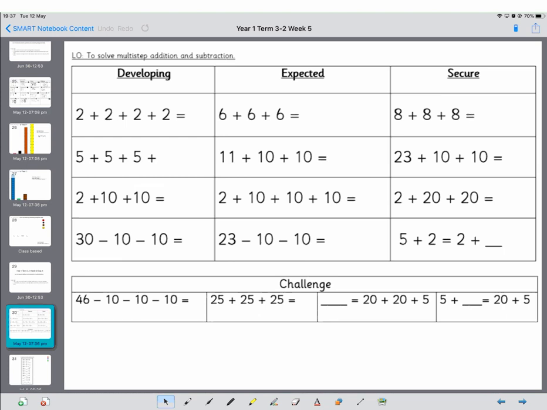Okay, so these are slightly different to what we've been doing before. Some of them are arrays, some of them are counting on. Have a go at them as best you can, and then we'll go through the answers.